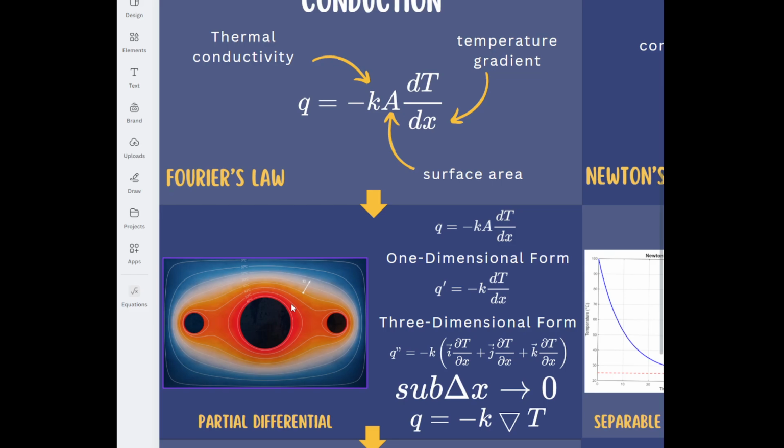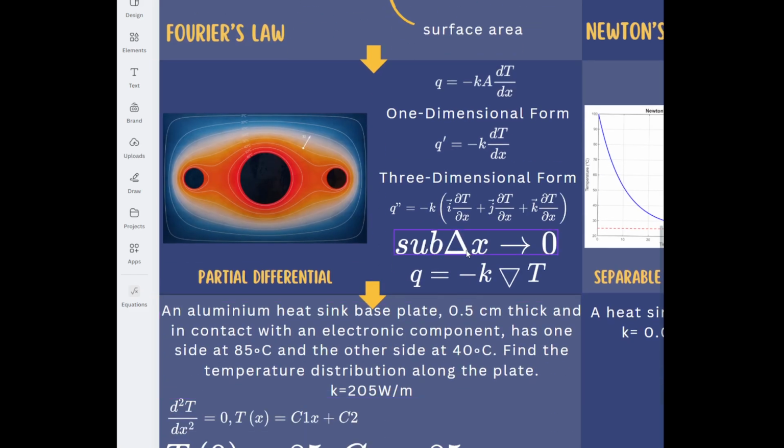If we label a single point on the isotherms as n, we can rearrange Fourier's formula to give us heat flux in a single direction. By substituting 0 into the change of x and a del operator into the formula, we get heat flux equals negative k del T.